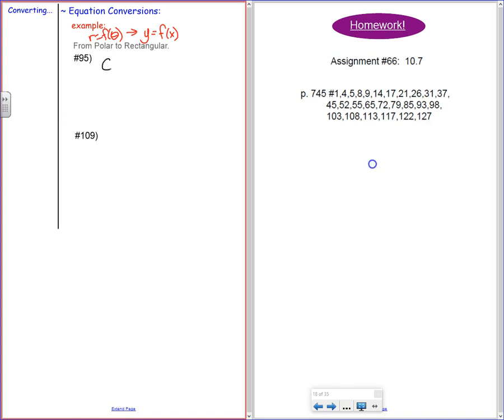I have theta equals 2 pi over 3 as one equation. That's number 95. There's a theta. Oh, there's not an r? There's a theta, but no x's, no y's. I somehow have to get x's and or y's in there. And then number 109 gives us the equation r equals 2 sine of 3 theta.